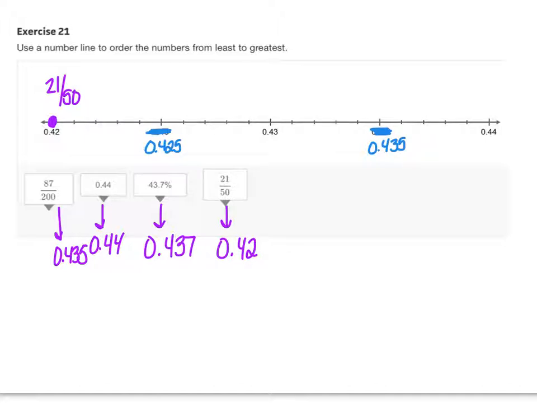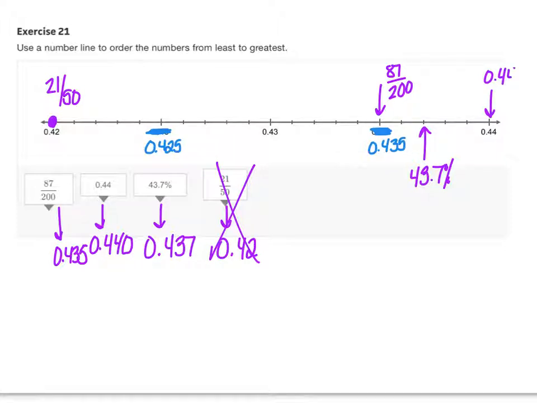Now on big ideas, you will just drag with your finger, drag these to the right locations. And then we've got the next smallest one, which is going to be 0.435. Remember, this is 440. So 435 would be right here, and that's going to be 87 200ths. And then we've got 0.437, so that would be 2 spots to the right. 0.437 was 43.7%. And then we've got 0.44, which is at the very end of our number line.